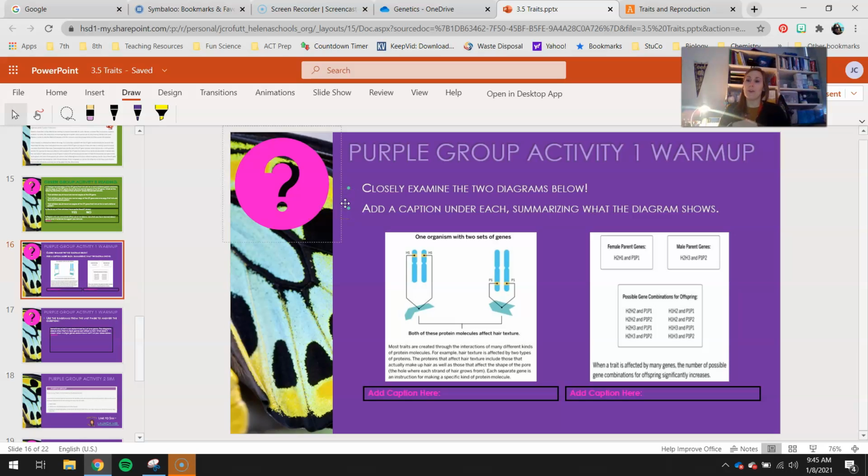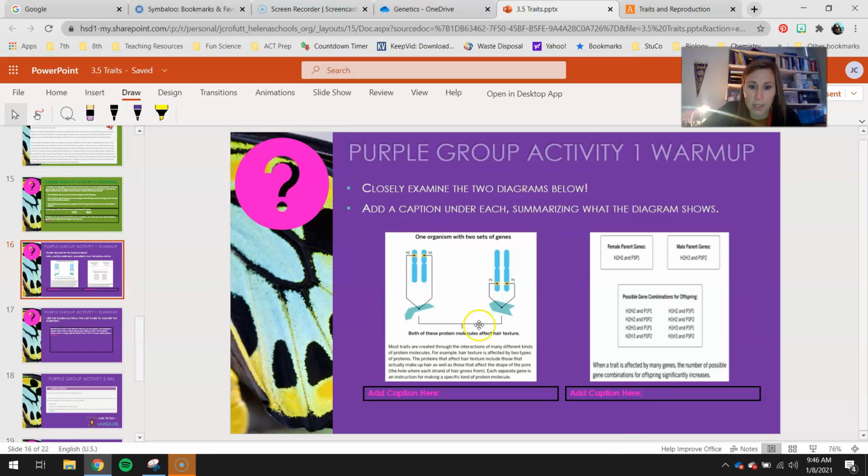So this is a slide that's something that we need to answer questions on. All right, so to start you guys off on your first activity, which is your warm-up today, you guys have these two diagrams in front of you. Again, those diagrams are probably focusing on a trait being influenced by more than one gene. So what I want you to do is look at the two diagrams and then add a caption under each of the diagrams, just kind of summarizing what the diagram shows. It may be what you learned from the diagram, or what you guys would tell someone else if you were trying to explain the diagram to them, or just kind of describing what the diagram says.